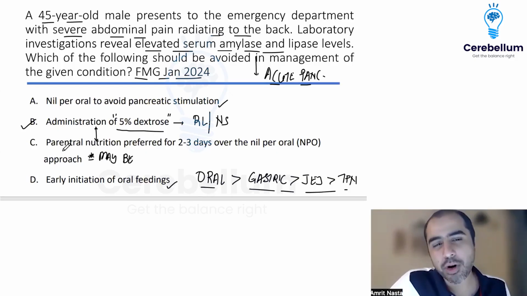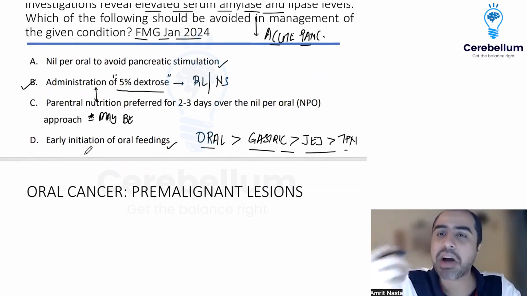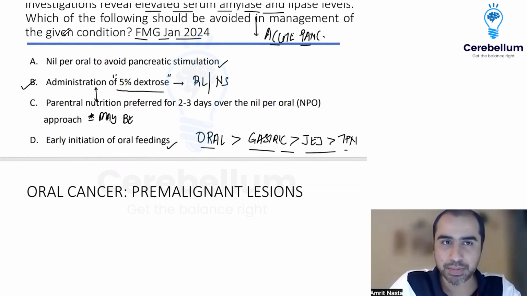That's why I'm not very happy with option C. I don't feel this is also correct because it's not preferred. It may be preferred. Chalo, granted. Okay, it's a negotiation of an answer.